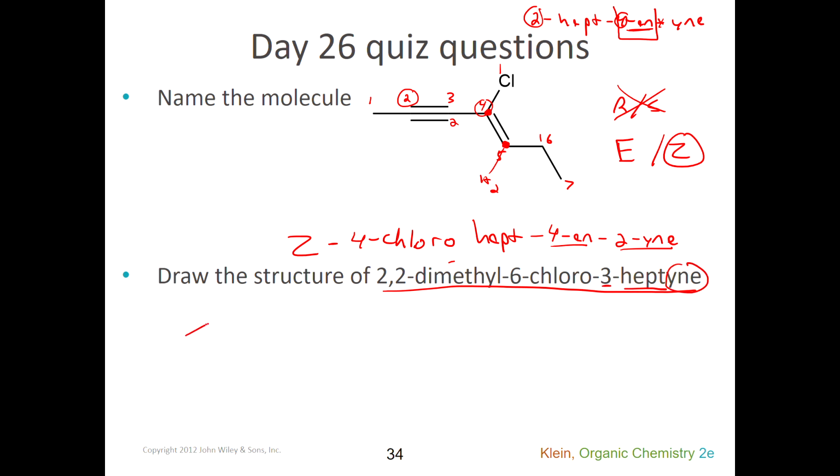So what I noticed in a lot of your quiz answers was you just put 7 carbons in, and then you count 1, 2, 3, and you put the triple bond there. Which is good, but it doesn't correctly show the bond angles. So when you're drawing that structure, you want the triple bond to be linear.